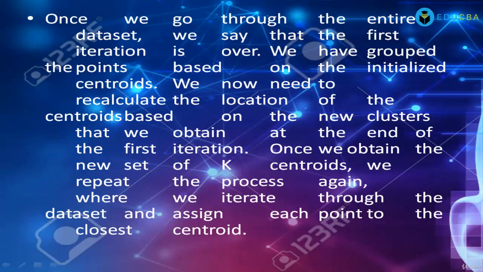We now need to recalculate the location of the centroids based on the new clusters that we obtain at the end of the first iteration. Once we obtain the new set of k centroids, we repeat the process again, where we iterate through the dataset and assign each point to the closest centroid. So this is basically the internal processing of that algorithm, in which we do iterations, and in each iteration we update the location of our centroids, and finally we get the equilibrium location of these centroids.